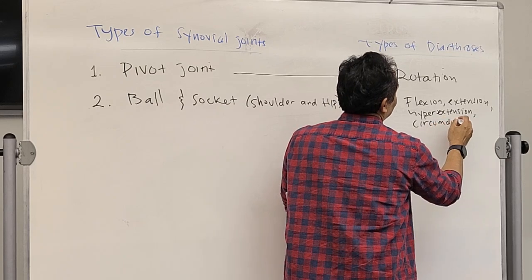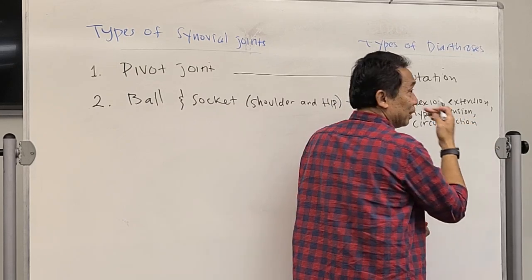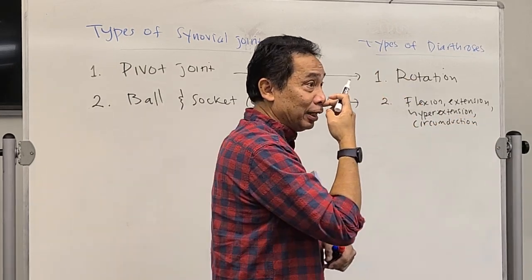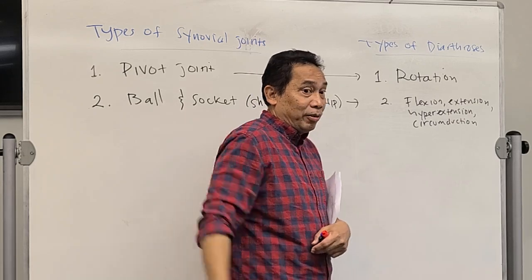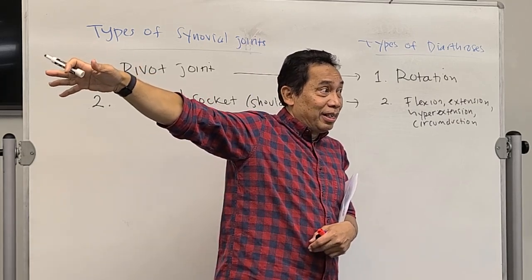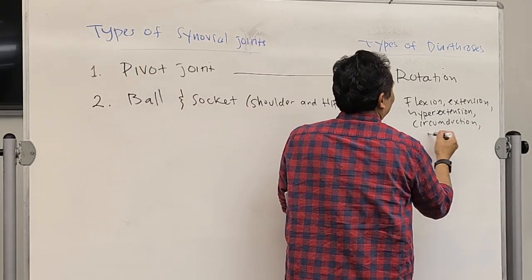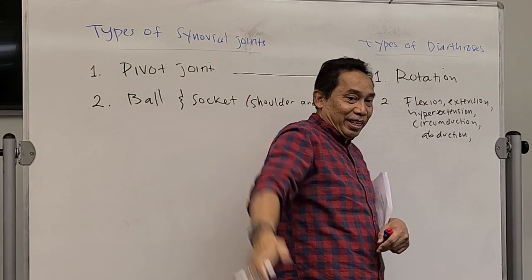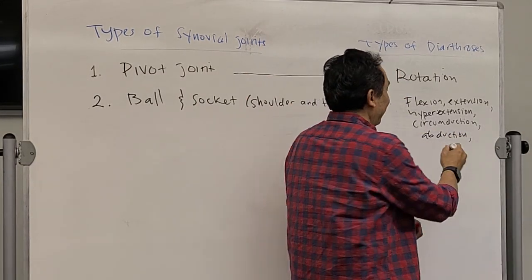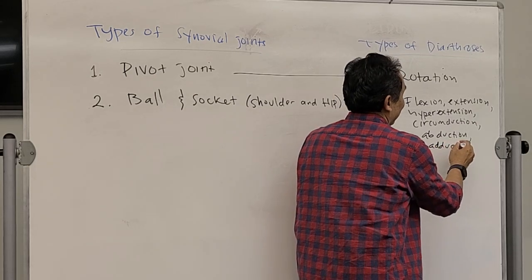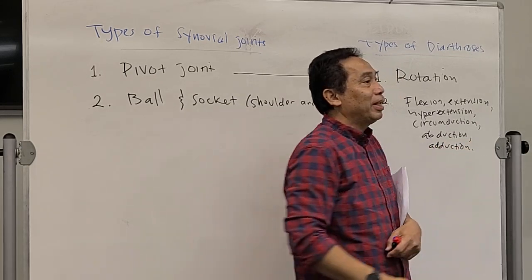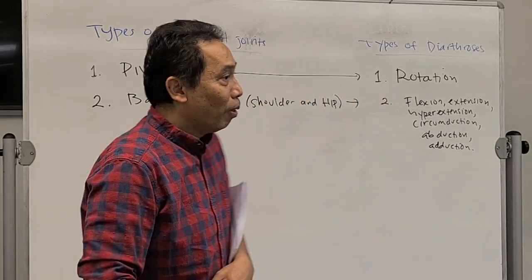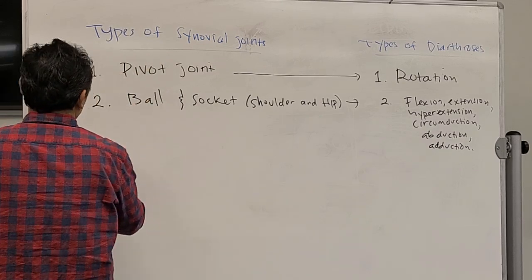Circumduction. Okay, you can do this with this shoulder. What do you call this? Abduction. What do you call this movement? Adduction. Okay, so many movements can be done with this ball and socket.